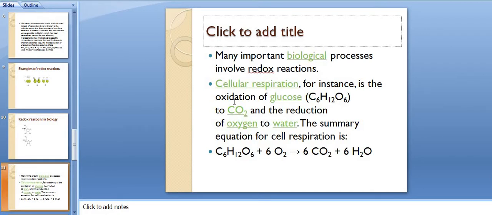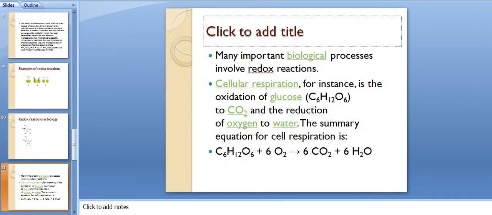Cellular respiration, for instance, is the oxidation of glucose to carbon dioxide and reduction of oxygen to water. The summary equation for cellular respiration is, if we take glucose, oxidation of glucose to carbon dioxide, as we said. So C6H12O6 plus 6O2, and reduction of oxygen to water.